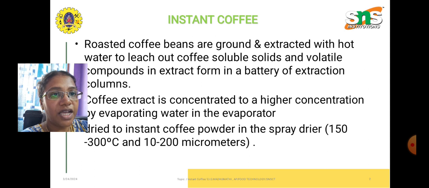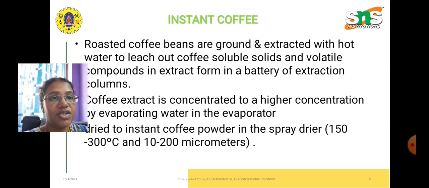So this coffee extract is concentrated to a higher concentration by evaporating water in an evaporator. So this extract is being taken, concentrated, and dried to instant coffee powder in the spray dryer at nearly 150 to 300 degrees Celsius.